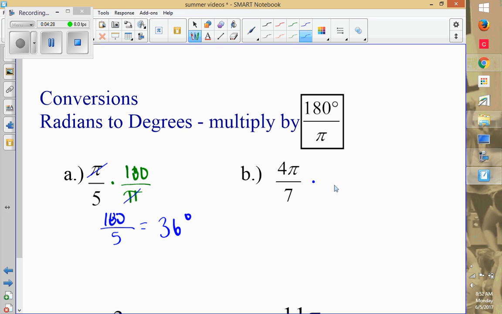So 4 pi over 7, pi is going to go in the denominator, 180 in the numerator, so that the pi's cross off. 4 times 180 is 720 over 7. And 720 over 7 is 102.86.